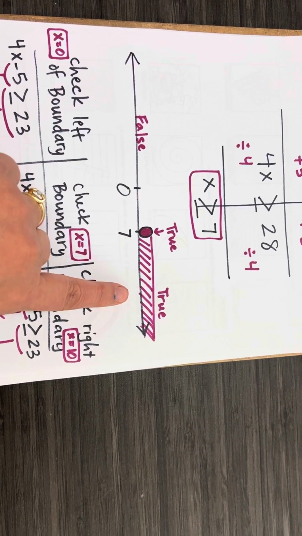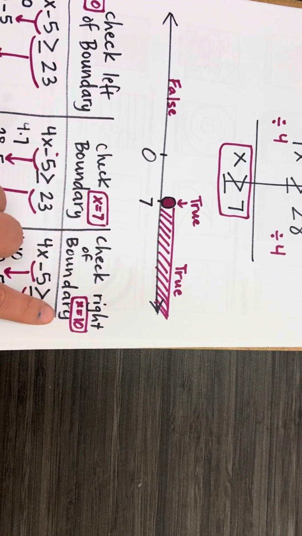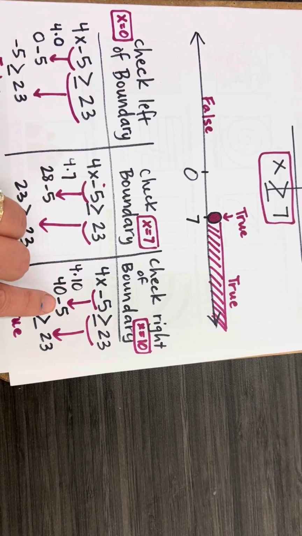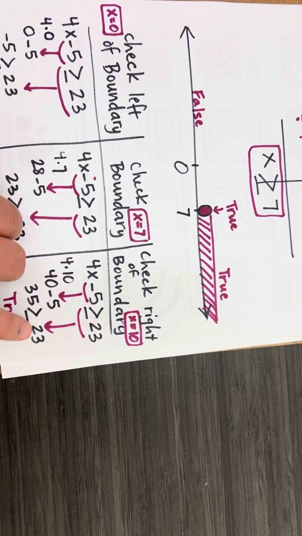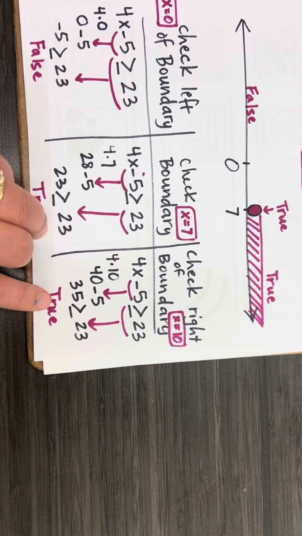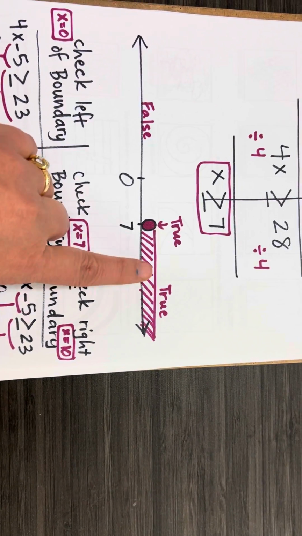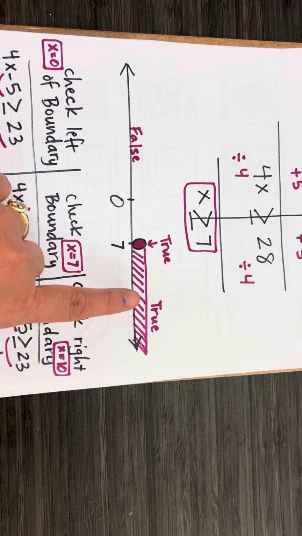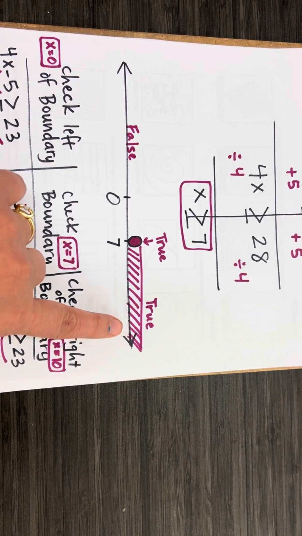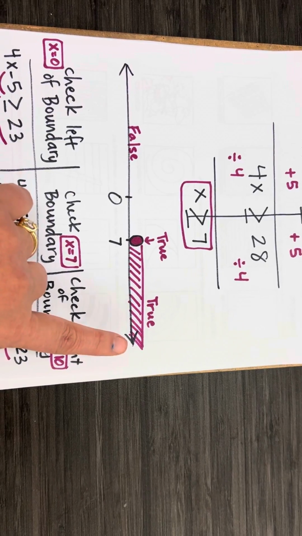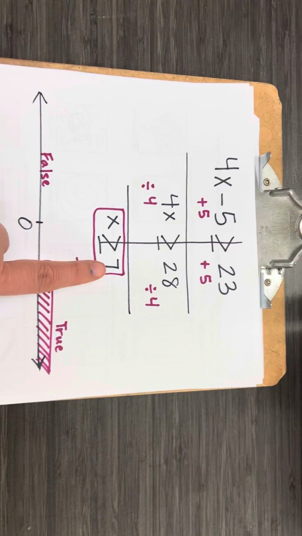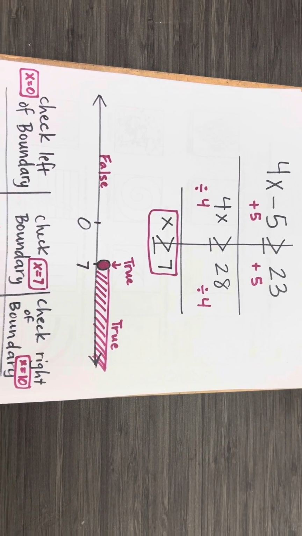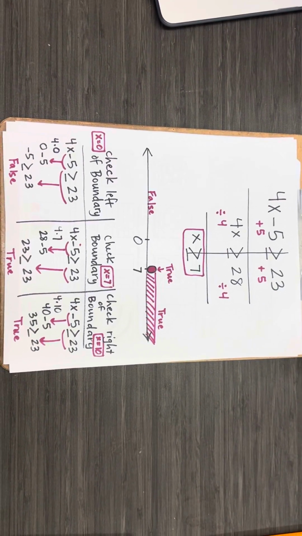That means 7 is included. Now to the right of my boundary, I will pick an easy small number. So I picked 10. So I'm going to do 4 times 10. That's 40 minus 5. Bring it down. That's 35. Bring down the rest. Greater or equal to 23. That is also true. And it matches my number line here because to the right of the boundary, I did the shading. So that means that any number in this area will be a solution. My solution set for this inequality includes 7 and any number that is greater than 7. So go ahead and write this example in your notes.